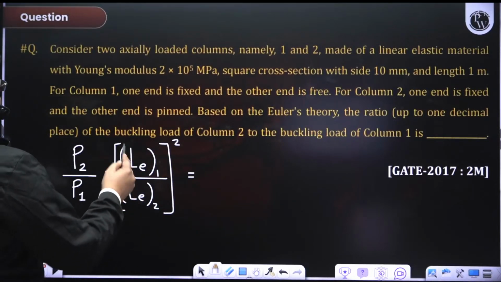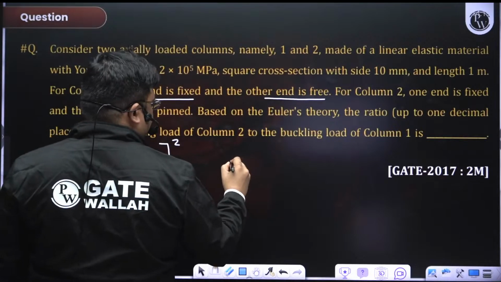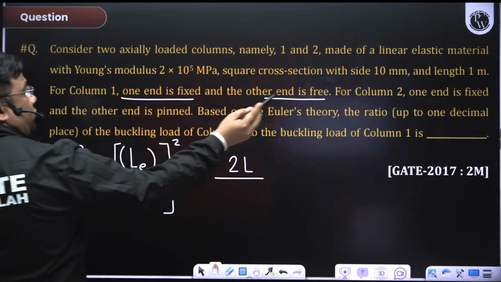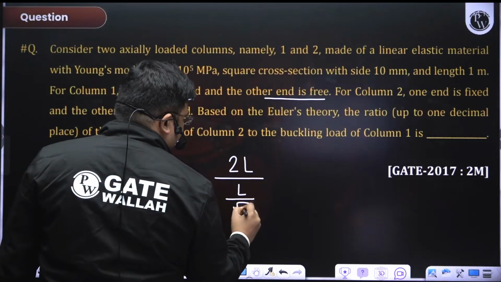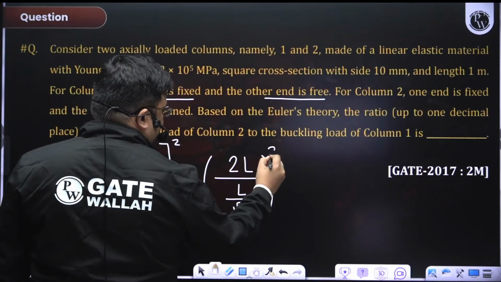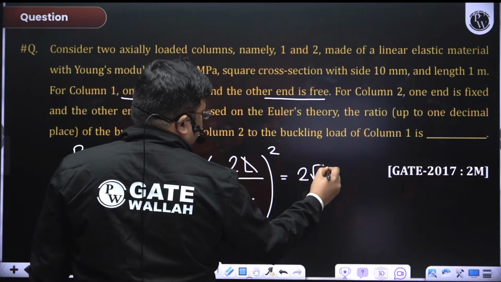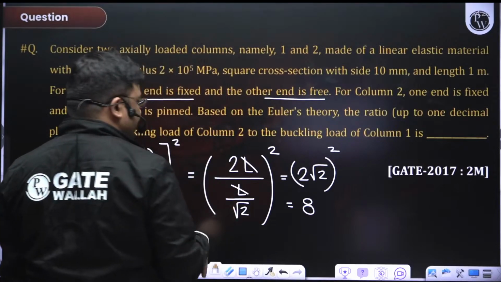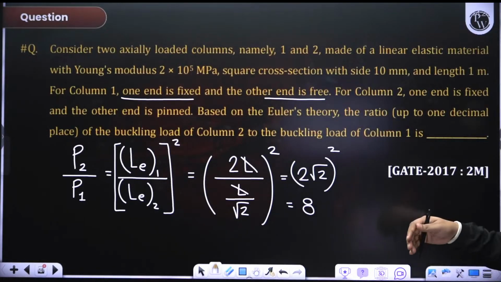Now see, column 1 has one end fixed, the other free. So effective length will be 2 times L, right? Then column 2 has one end fixed, the other pinned. So it will be L by root 2. So square, L gets cancelled, this root 2 goes up, 2 root 2 square is 8. Very simple. If you know the effective length for all 4 cases, which I told yesterday also, you can directly solve this kind of question. Now you solve another question.